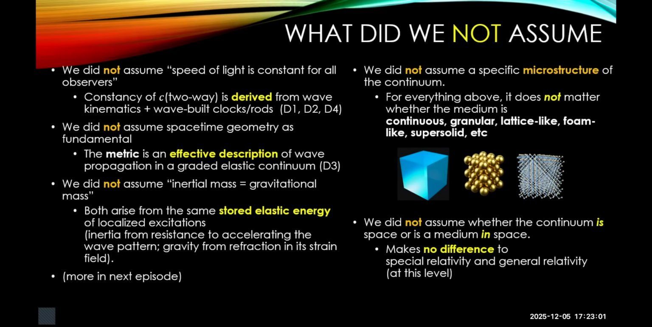So also all the things that we did not assume, because that's also important. As an example, we did not assume the speed of light is constant for all observers. That emerges from this. We did not assume that the geometry is fundamental either, because that also emerges from the propagation speed and the optical density. And at least we did not assume anything about the microstructure of this continuum or even what it is made of. You know what I mean? I couldn't answer that. I would say it's not made of any atoms for sure, because that would be circular logic, because atoms are made of waves. So I couldn't tell you what this is. Is it a substance? Who knows?